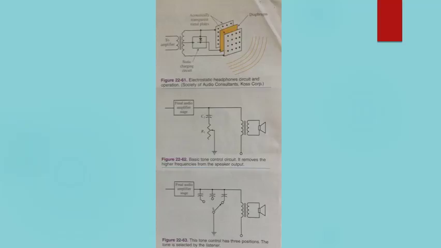A tone switch with three control positions can also be used. The reactance of the capacitor for each position filters or removes the high frequencies. Figure 22-63 shows the tone switch control system with three capacitors of different values.